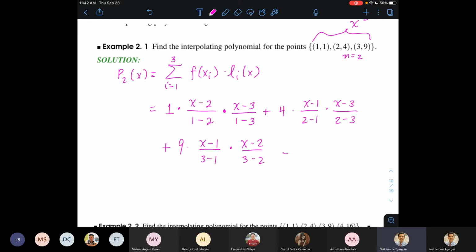And then if you are patient enough, you can do the calculations, and this will simplify nicely to x squared, as we expected. Okay? So dahil degree at most 2.